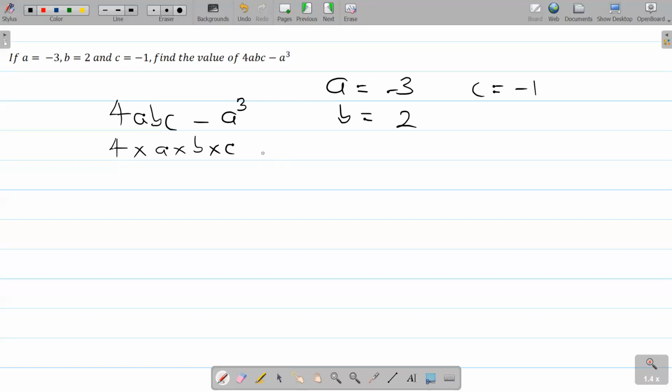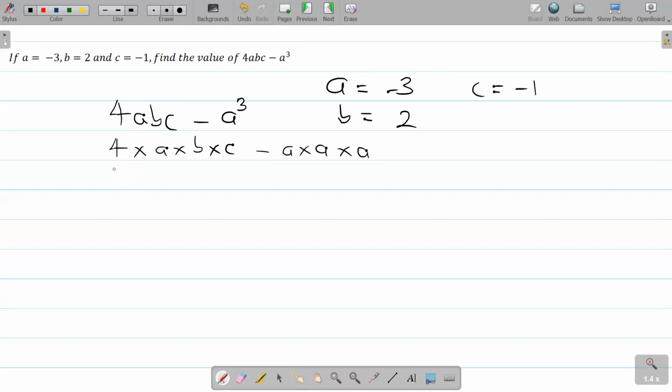Equals 4ABC, isn't it? No, we are substituting into the formula, right? So you've broken this down, which is the ABC. So we come to this side of it, minus A to the power 3, which is minus A times A times A. Good. So now we will need to substitute the values of A, B, and C into this.